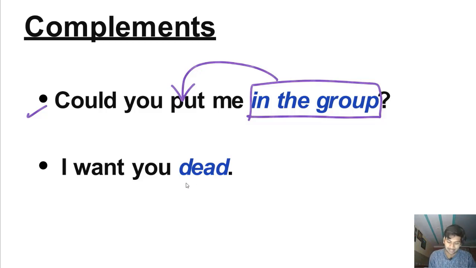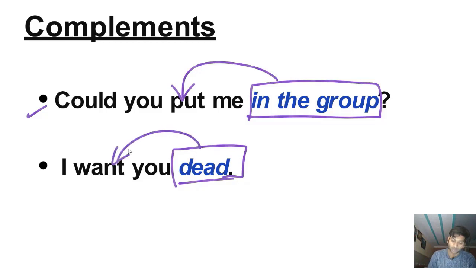I want you dead. I want you in a certain state. I wish that you are dead. This is what it means. I want you in a certain state, that is dead. So it is an adjective, all right, it is an adjective. And it's complementing the verb want. I want you dead. I want you in a certain state.